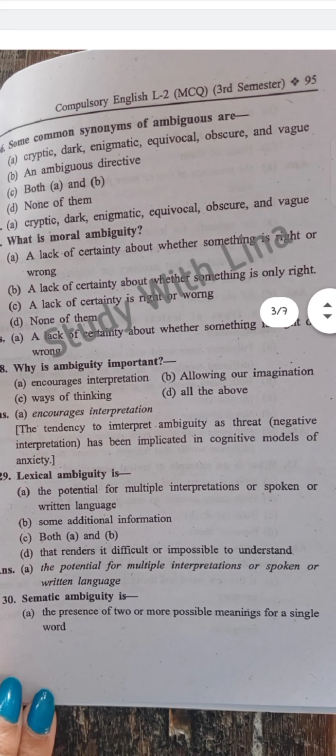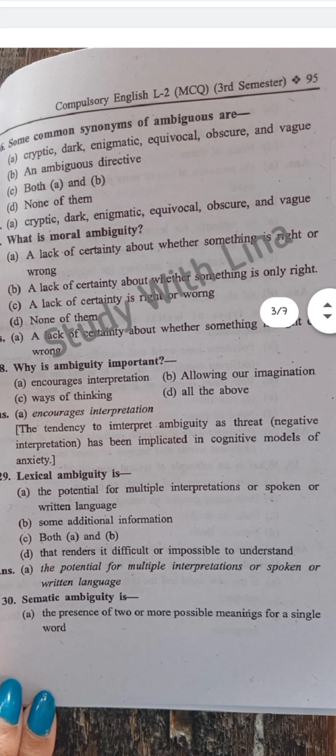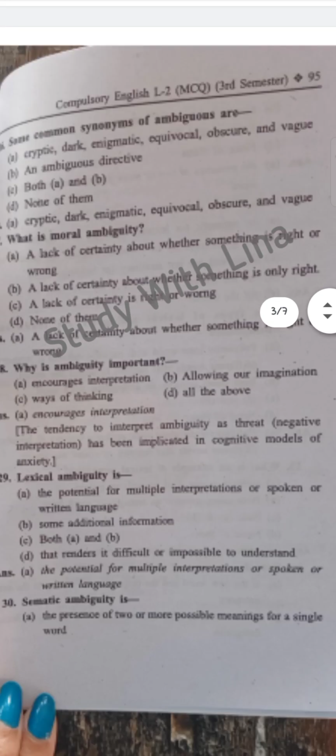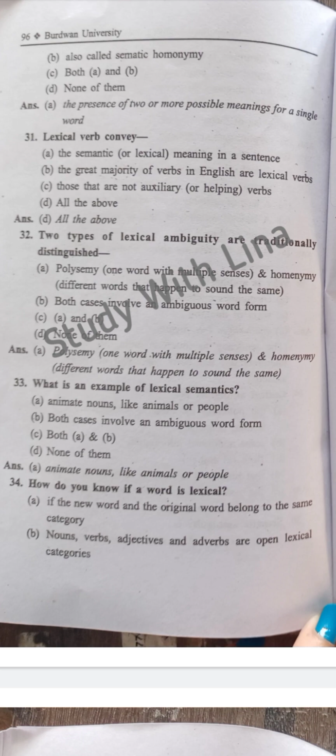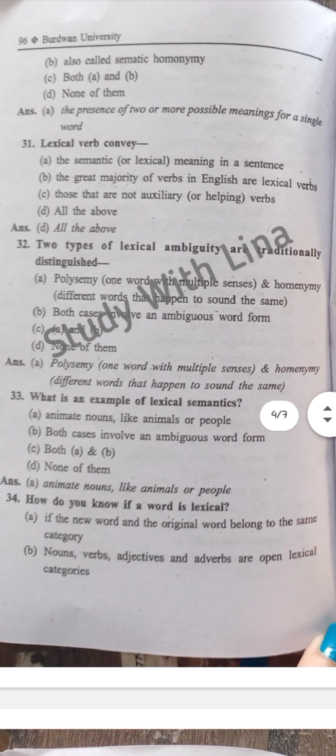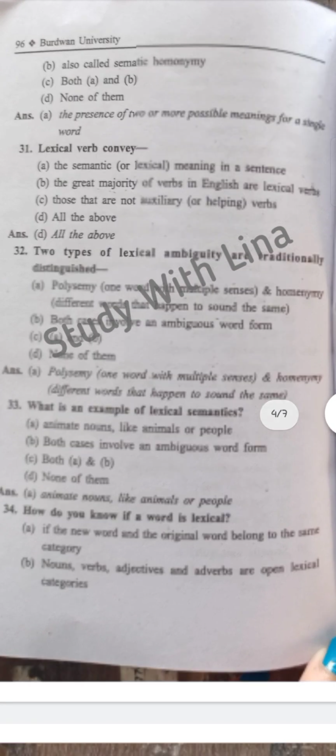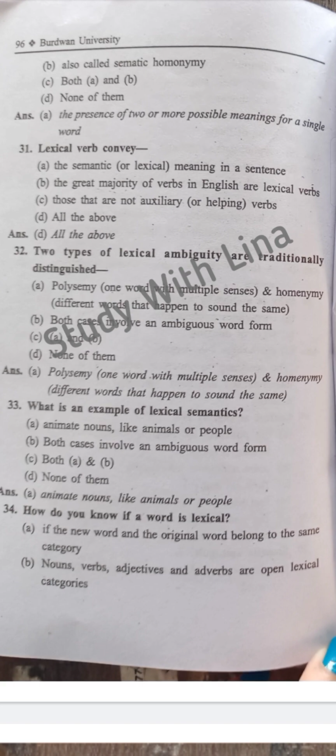Lexical ambiguity is the potential for multiple interpretations of spoken or written language. Semantic ambiguity is the presence of two or more possible meanings for a single word. Lexical verbs convey the semantic or lexical meaning in a sentence. The great majority of verbs in English are lexical verbs, those that are not auxiliary or helping verbs. All the above. Two types of lexical ambiguity are traditionally distinguished, polysemy and homonymy.